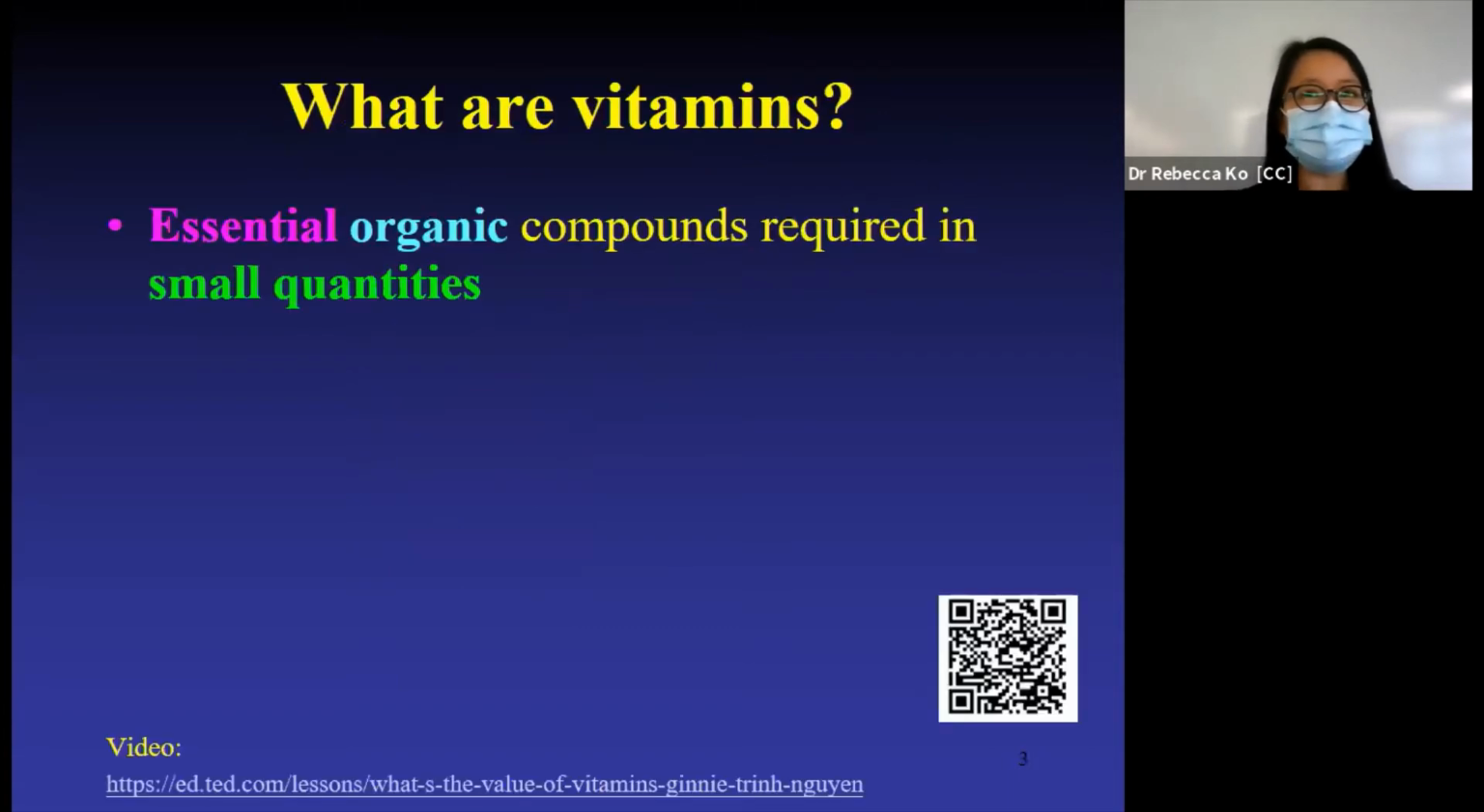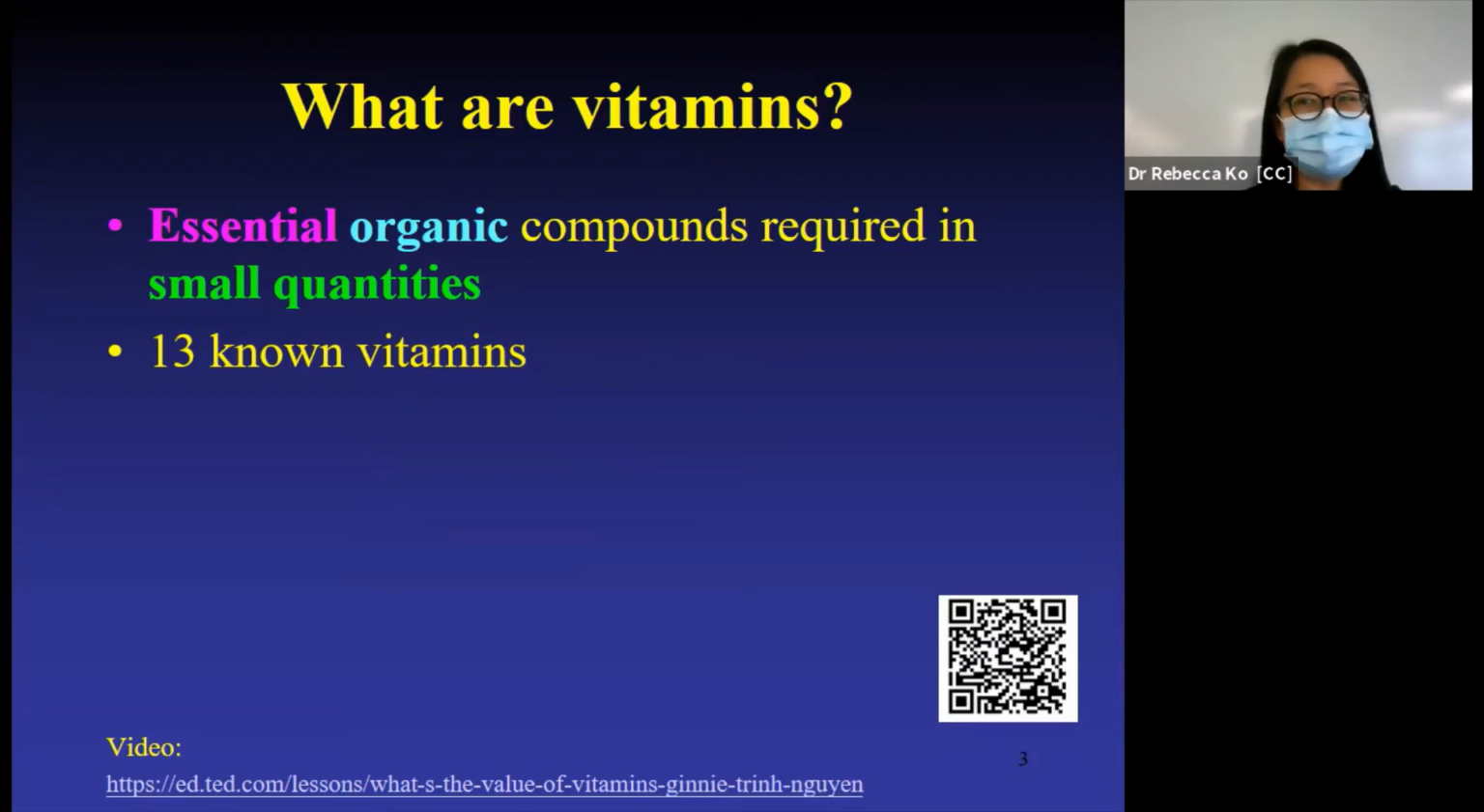For the vitamins, I would say vitamins are essential organic compounds and we need them, but not in large amounts, just in small quantities. For the vitamins, wow, there are in total 13 known vitamins. Do you know all of them? I think you know some of them, right?